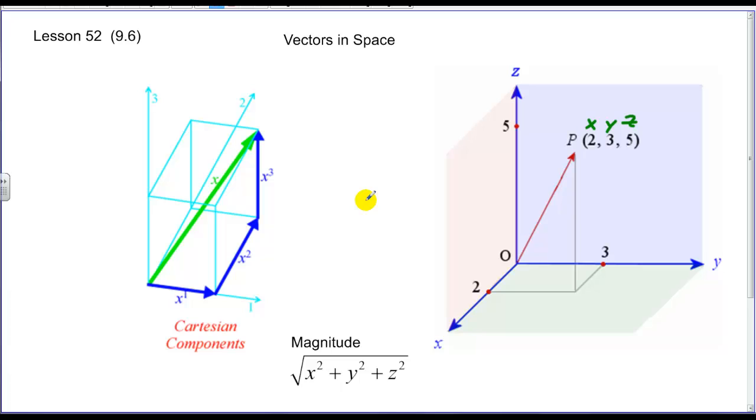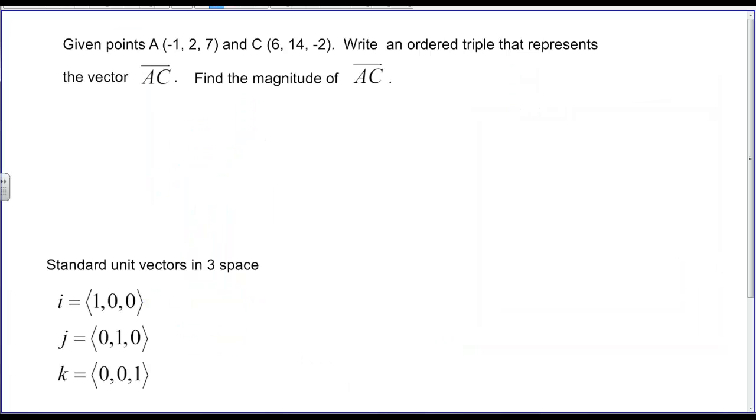The magnitude of a three-dimensional vector is very similar to the magnitude of a two-dimensional vector, except we're not necessarily doing a Pythagorean calculation, but we're taking the square of each of the terms, adding them together, and taking the square root of it. So much like the two-dimensional vector, magnitude is calculated the same.